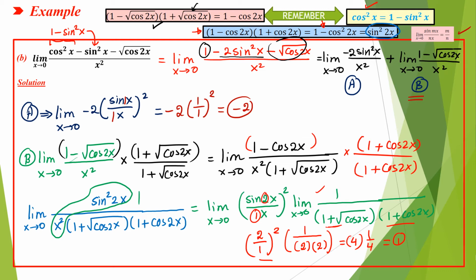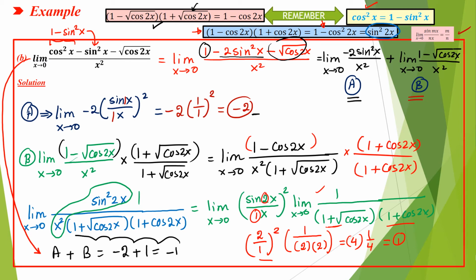So what is the answer of my limit? This is our limit, and totally it will be a plus b, and for the limit a the answer is -2 plus 1, which equals -1. So this is the final answer of our limit.